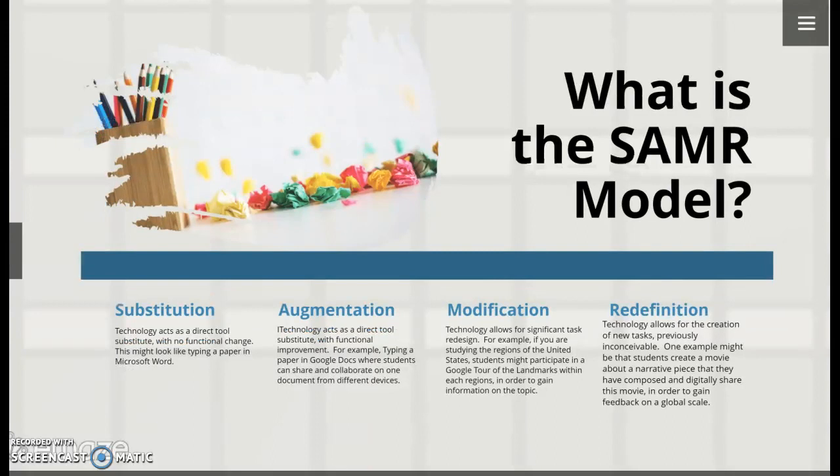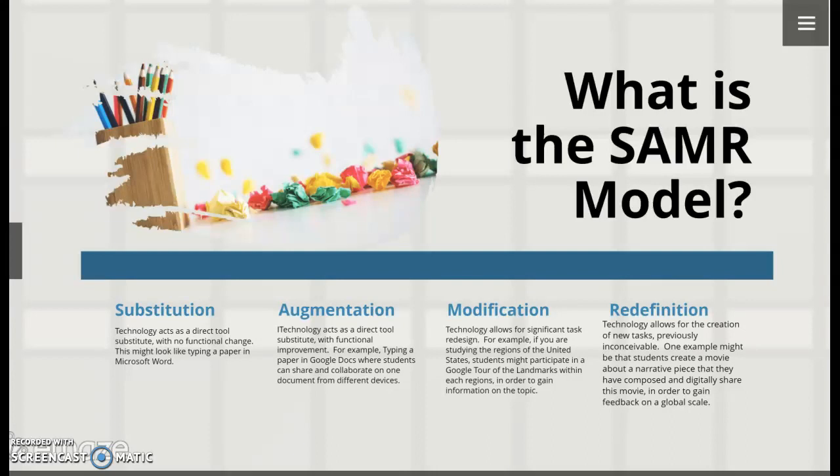So what is the SAMR model? In the stages of the SAMR model, you have substitution. In substitution, technology acts as a direct tool substitute with no functional change. So this might look like typing a paper in Microsoft Word. All we're simply doing is moving students from the paper pencil method of writing a paper and simply substituting in technology for them to complete the same task.